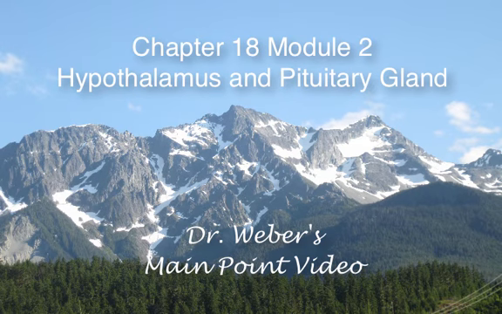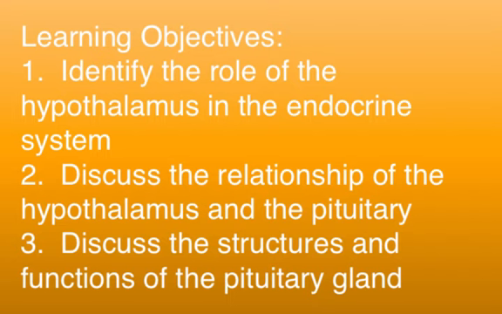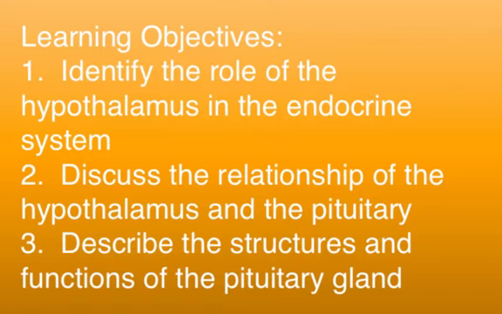This is Chapter 18, Module 2, the hypothalamus and the pituitary gland. The learning objectives of this module are: 1. Identify the role of the hypothalamus in the endocrine system, 2. Discuss the relationship of the hypothalamus and the pituitary, and 3. Describe the structure and functions of the pituitary gland.